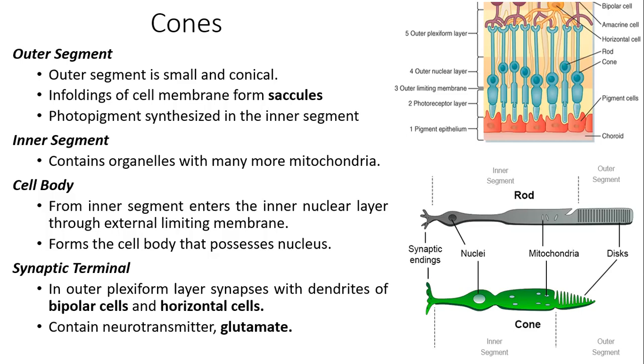Then when you go to the synaptic terminal, in the outer plexiform layer, it synapses with the dendrites of the bipolar cells and horizontal cells, and contains the same neurotransmitter that we talked about, known as glutamate. But how they synapse in the cones and in the rods is a bit different. If you go back to the video, we said one is 1-to-1, the other synapses with many. So in terms of stimulation, there's a difference in exciting a cone and a rod cell.